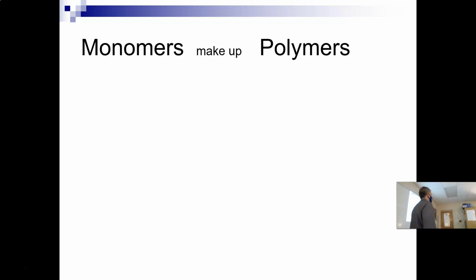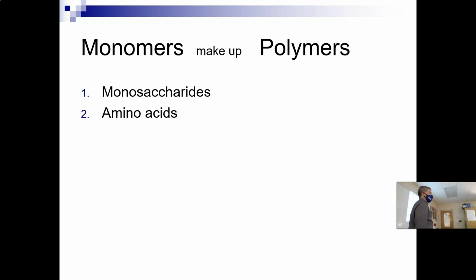Monomers make up polymers. And the monomers we've talked about so far are monosaccharides, amino acids. And the one we haven't talked about is nucleotides.